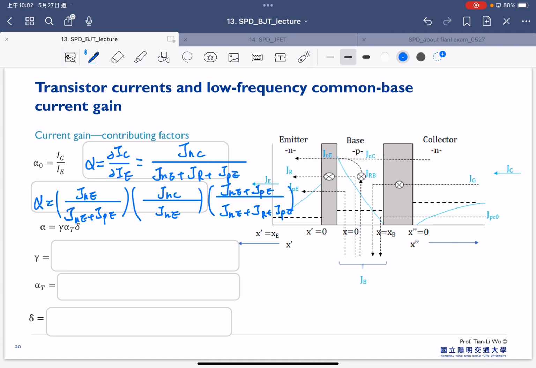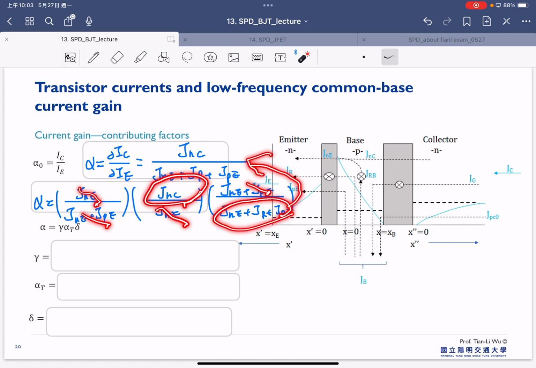So now we play a small mathematical trick, try to divide this term into the three factors here. And why can we do this? Just very simple mathematics, because if you calculate back these three, this and this can be cancelled, and this can be cancelled. So in the end, still remains this one. This is still equal to this. So that's just a mathematical trick.